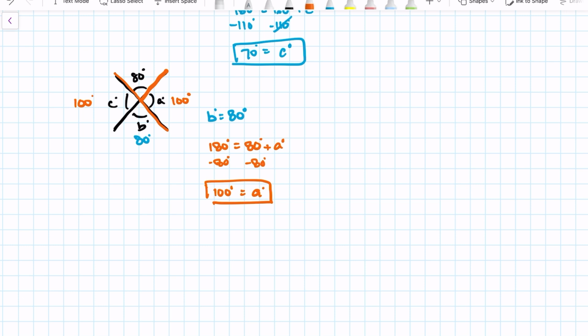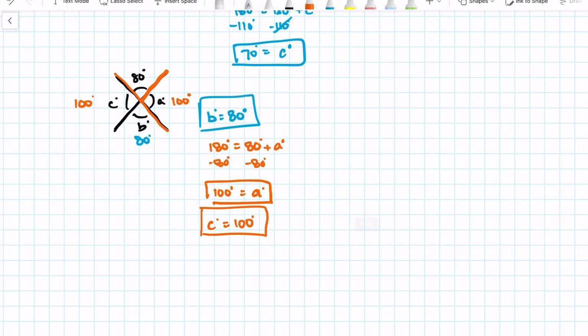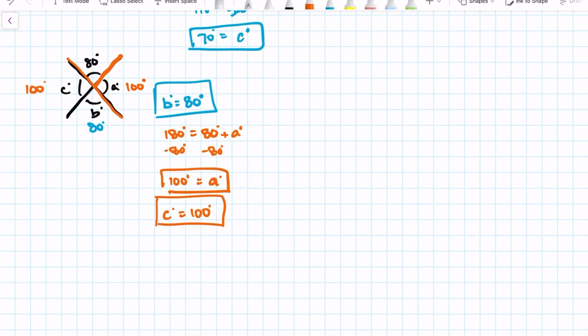Okay, and so then I don't even need to do any more calculations for that. C is also equal to 100. And then I have my 3 answers. So I know what B is, I know what A is, and I know what C is. And all it took me were 2 steps because I used the opposite rule. So just keep this in mind as you work on the upcoming questions.